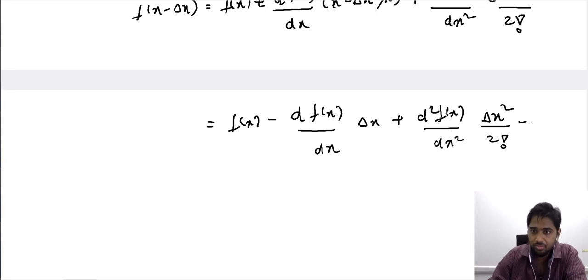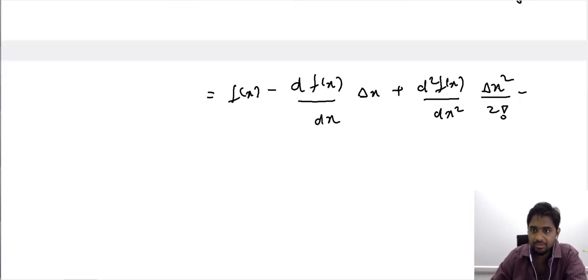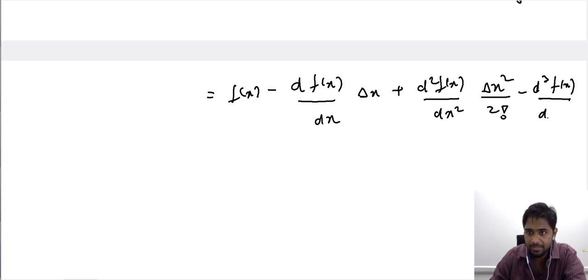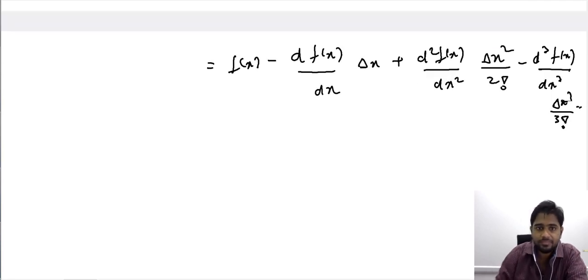And finally, just to show the trend, the third term will be minus, because it's delta x cube by 3 factorial of the f of x, and so on and so forth. So this is how the Taylor series of f of x minus delta x expands.